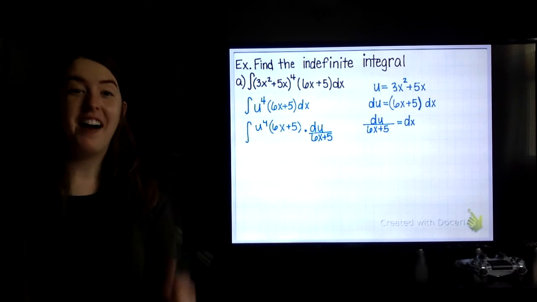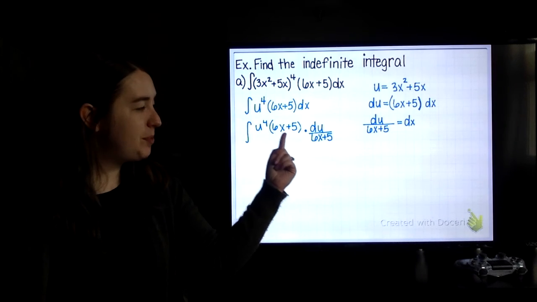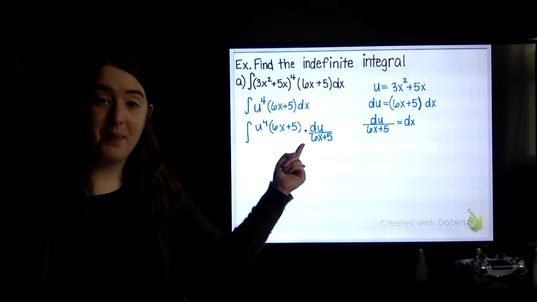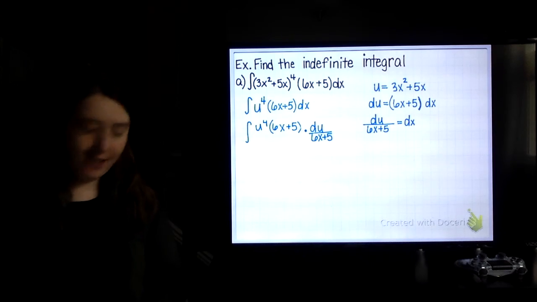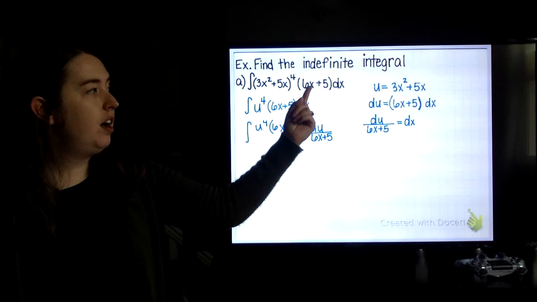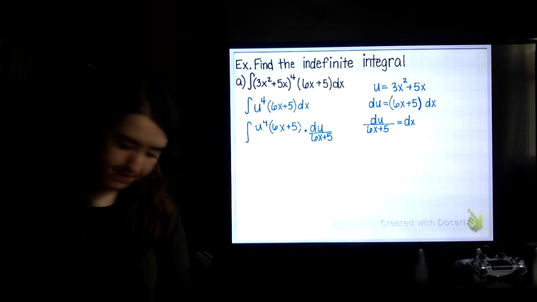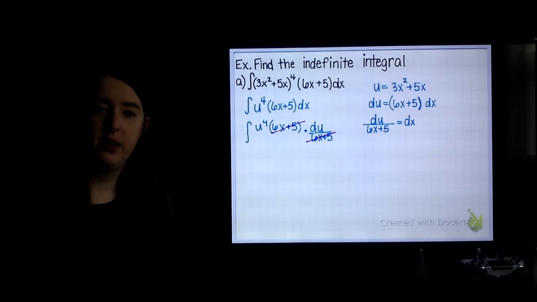So our goal is reached. If you notice, 6x plus 5 and 6x plus 5, one is up on the top, one is down on the bottom, so that means they cancel out, they divide away. So that's why we were looking for the derivative of 1 to be somewhere inside of that function. Okay, so these guys will cancel out.